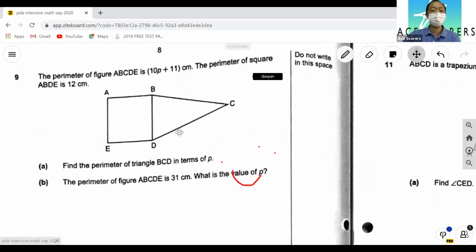So what's the perimeter in terms of P? IDK. Good. Okay, can you try and do? Try and do.